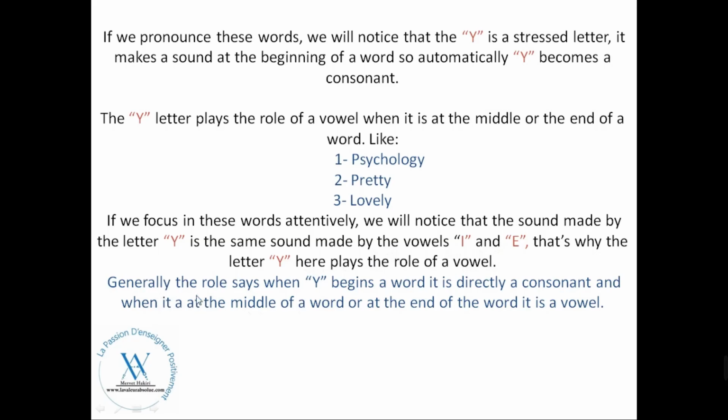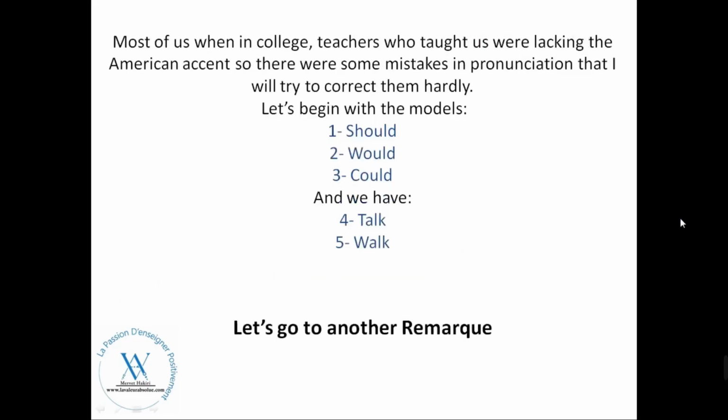So generally, the rule says when Y begins a word, it is directly a consonant, and when it is in the middle of a word or at the end of the word, it is a vowel. So here, guys, Y is in the middle of the word, and Y here it is at the end of a word. Okay? So let's go to what is next.